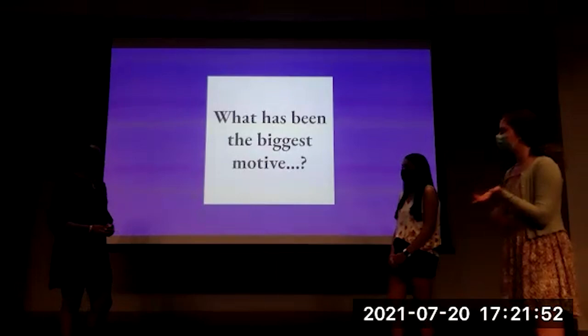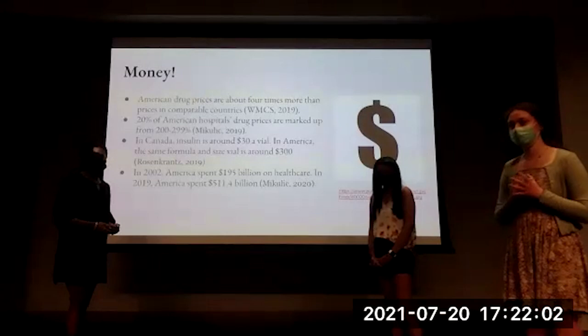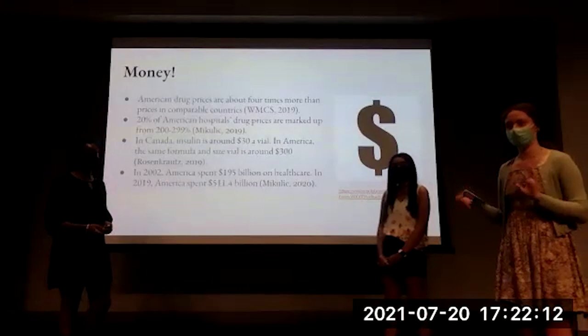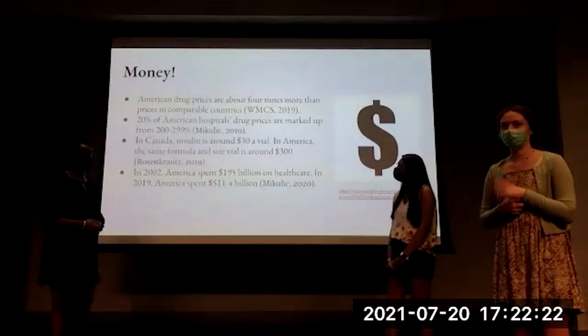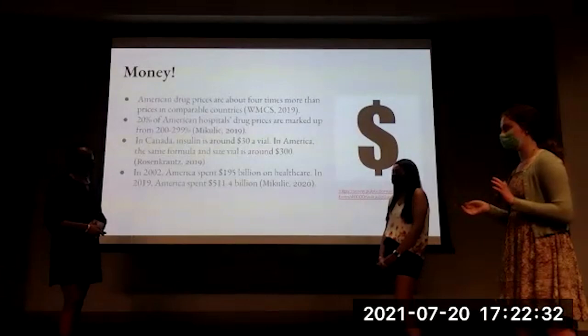So we wanted to start with the why, and so we're researching what the biggest motive is, and we found that to be money. American drug prices are about four times more than prices in comparable countries. There was a research study done on hospitals in America, and it found that hospitals marked up prices anywhere from 100 to 999%, and the largest chunk of these hospitals, which is around 20%, marked up the prices from 200 to 299%. In Canada, insulin costs around a tenth of what it does in America for the same formula and size of a vial. Everything's the same, just the price is different. From the year 2002 to 2019, American spending went up by around $300 billion.